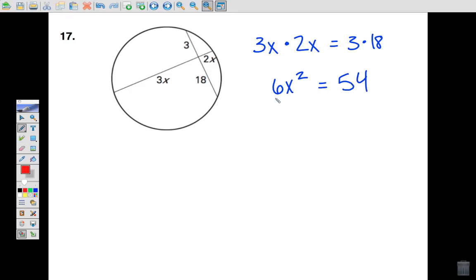So then I would divide both sides by 6. Get x squared equals 9. Take the square root of both sides, and x equals 3.